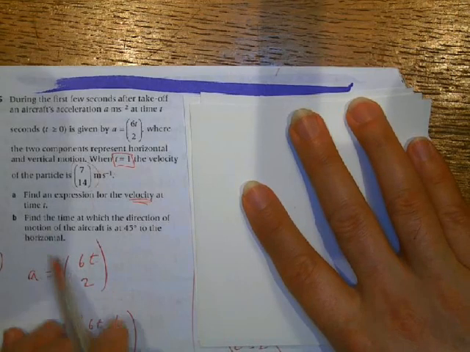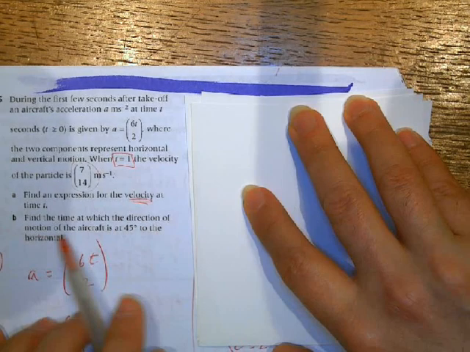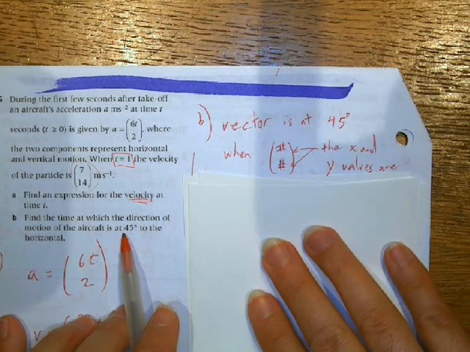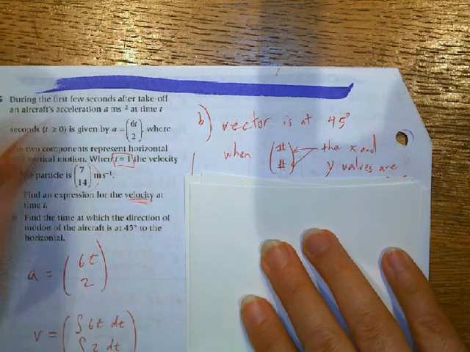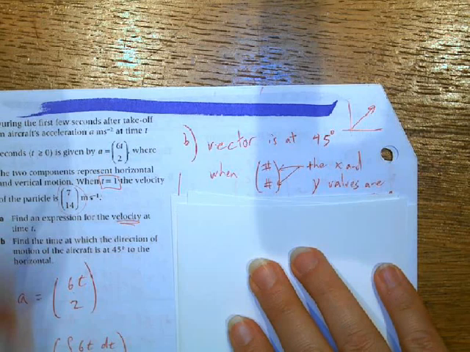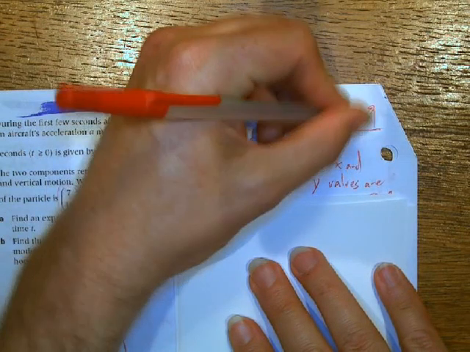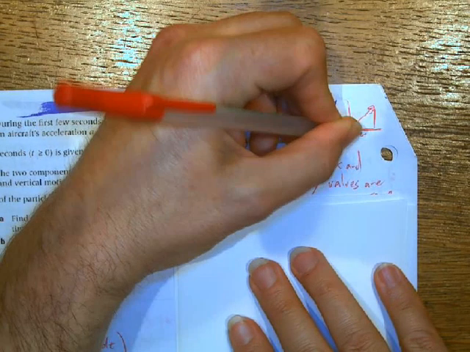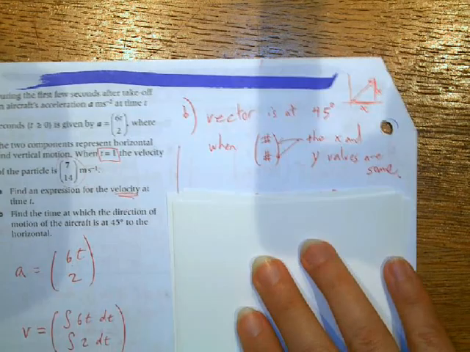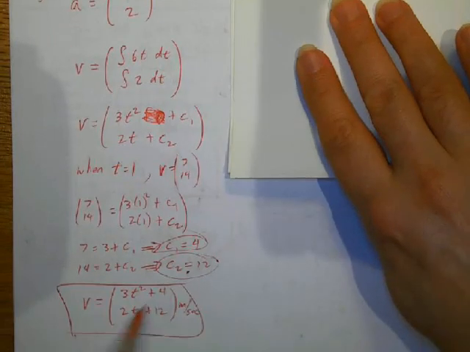All right. Now it says find the time at which the direction of the motion of the aircraft is at 45 degrees of the horizontal. So if it's 45 degrees of the horizontal, that means it's going that way, right? If it's going like that, then this value and this value are the same number, don't they?